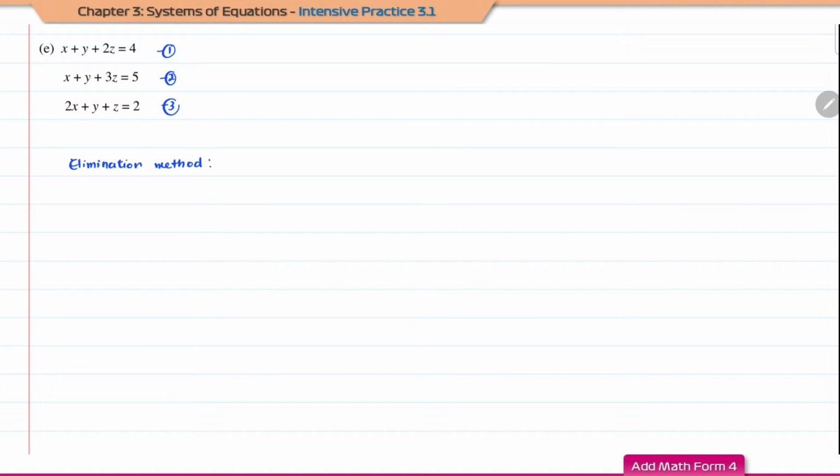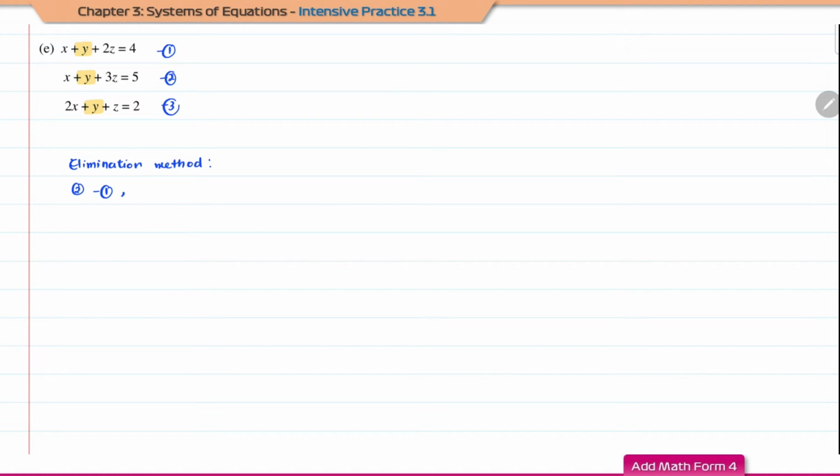So here, if you look at the equations 1 to 3, the value of y, they are all equal. So therefore, in this case, it will be easier if we choose to eliminate the y. So first, I'm going to use equations 1 and 2. And in order to eliminate the y, I'm going to use equation number 2 minus equation number 1.